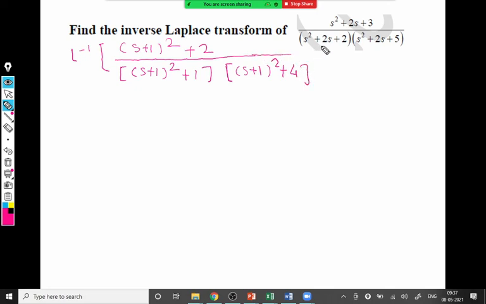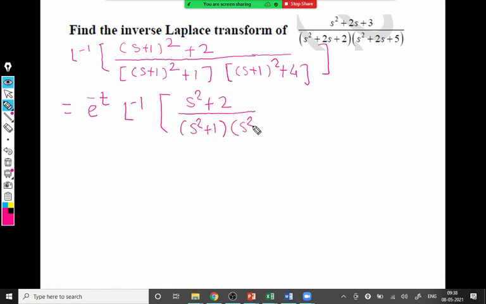So by the first shifting property, e^(-t) will come out, and we're left with L inverse of (s² + 2) upon (s² + 1)(s² + 4). Now, can anyone tell me the partial fraction? Sir, (as + b) upon (s² + 1) plus (cs + d) upon (s² + 4). Is it correct?